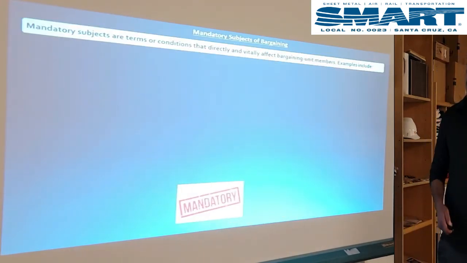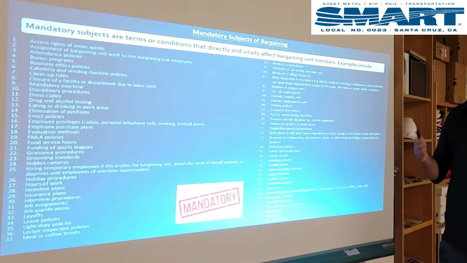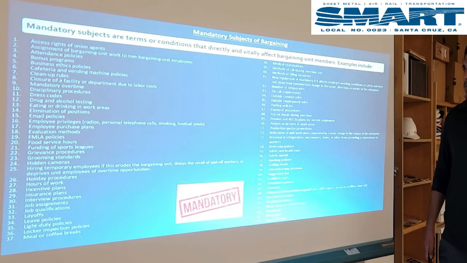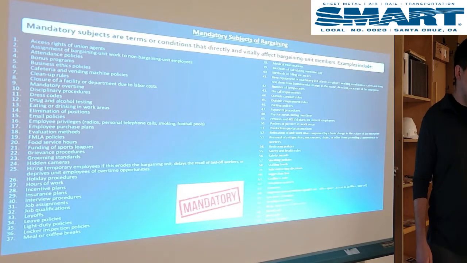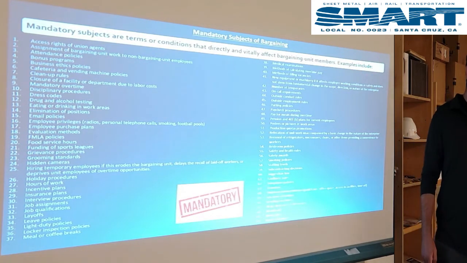Mandatory subjects of bargaining are terms and conditions that directly and vitally affect bargaining unit members. Examples include wages, it could be vacation schedules, workloads, it could be a couple of different things. As you can see, there's many mandatory subjects of bargaining.